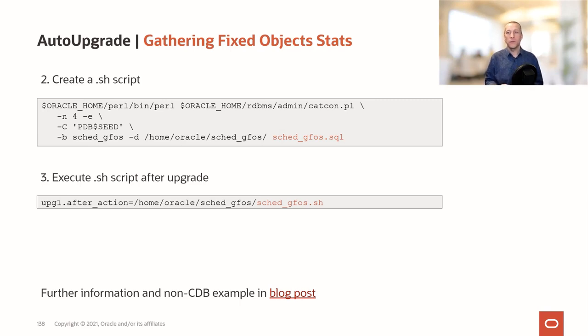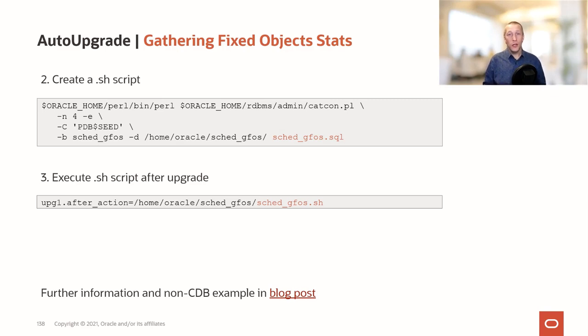your databases. Now you might ask, is 7 days from the upgrade the best time to gather fixed object statistics? No, probably not. You, with your knowledge of the workload in the database, probably know a better time. But I can tell you that gathering fixed object statistics in 7 days is better than not gathering it at all or gathering it right after upgrade.